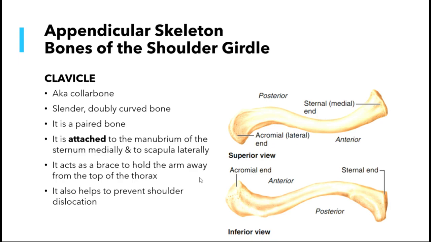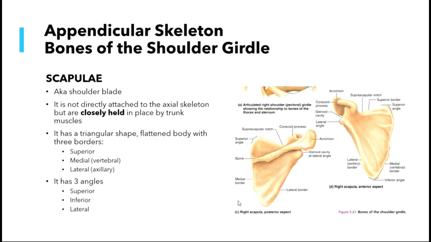Okay, so your clavicle functions as a brace. Okay, because of that. So your clavicle, commonly known as wings, they flare when we move our arms posteriorly. So you remember that. Scapulae. So scapulae is also known as your shoulder blade. So it has three borders that you need to remember and three angles.